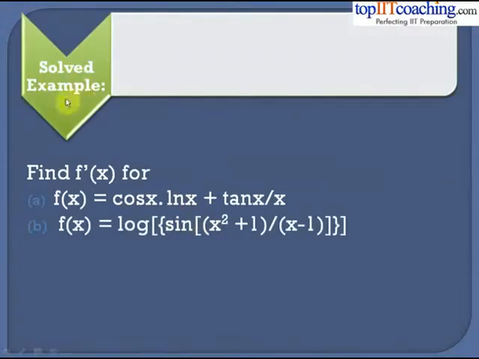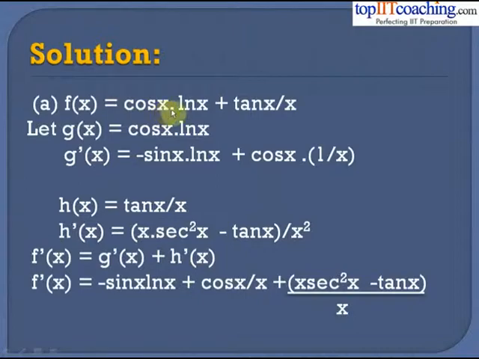Now let's solve one more problem. Find f dash x for fx equal to cos x into ln x plus tan x divided by x, and part B is fx equal to log of sine of x square plus 1 divided by x minus 1. So in this problem we have to find f dash x. So let's try to solve the first part. Fx is equal to cos x into ln x plus tan x divided by x.